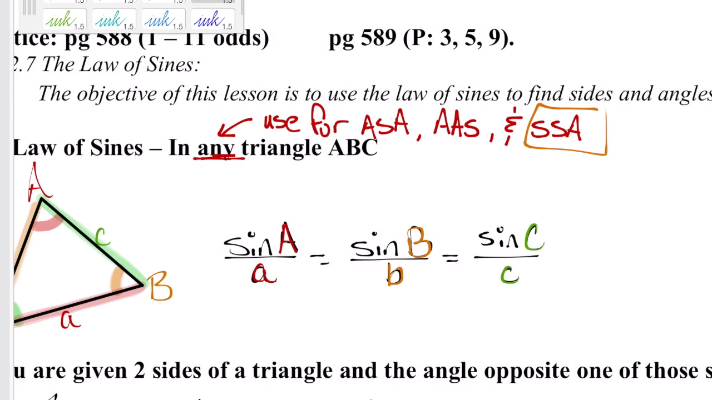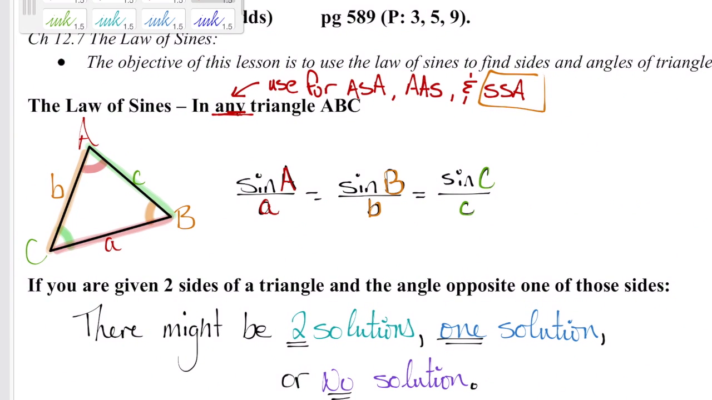I know many of my students, anytime I write this, they're like, oh, wait, but miss, we're not allowed to use this when we're doing side, side, angle. And that is because, if you're given two sides and an angle of a triangle, and the angle opposite one of those sides, so in this case, side, side, angle, there might be two solutions, one solution, or possibly no solution. So anytime we are plugging things into our calculator and it gives us a nice answer, i.e. we have either one or two solutions. If you have no solution, it'll come up as an error.